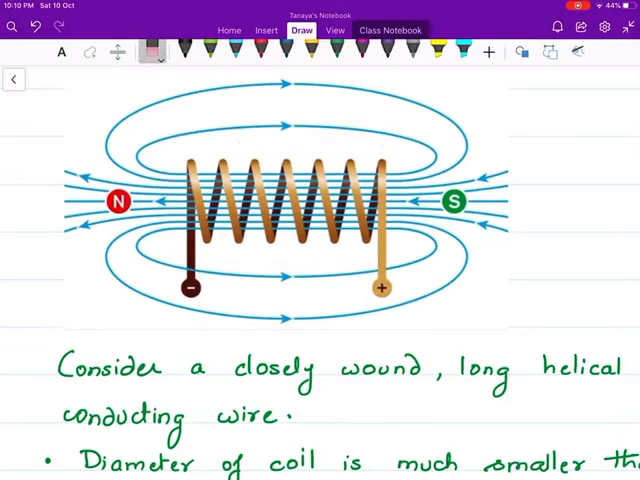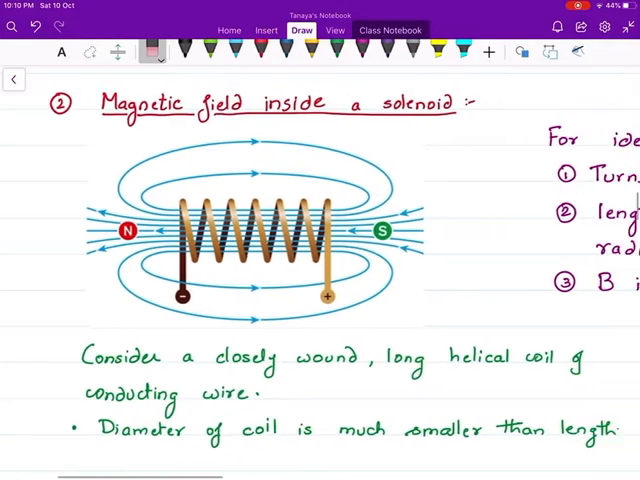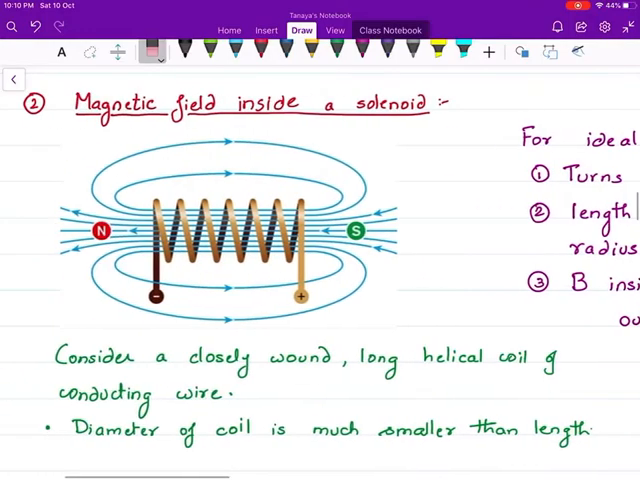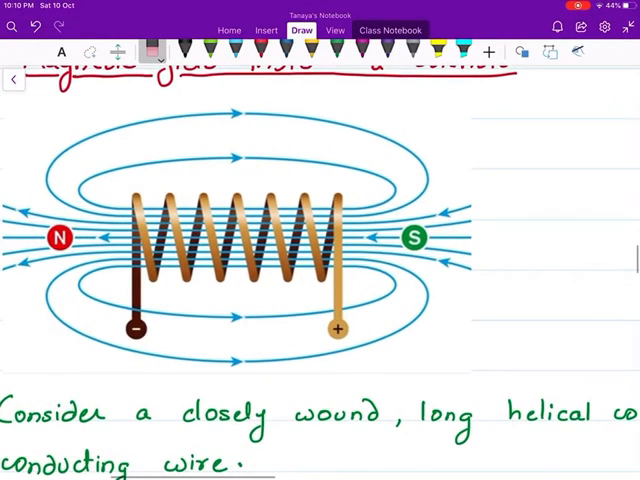For our derivation, we are going to consider an ideal solenoid. What is an ideal solenoid? In an ideal solenoid, the turns of the solenoid are closely spaced. They are very close to each other. The length of the solenoid is much greater than the radius of the turns. So, in an ideal solenoid, these turns are not so far apart. They are very close to each other, and the length of the solenoid is very much greater than the radius of the solenoid.